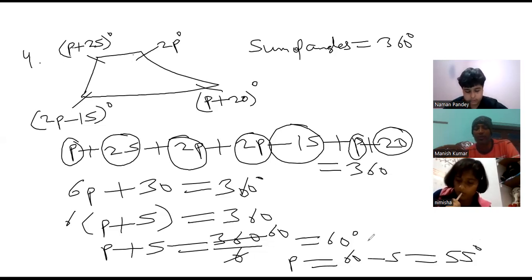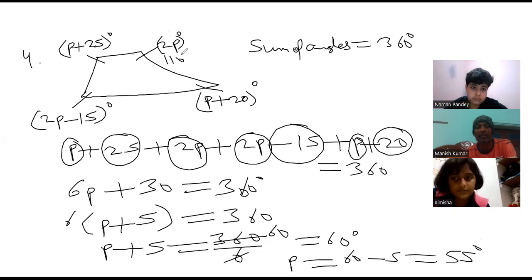Now you have to find out the smallest angle, isn't it? So you have to find each one. 2p degree will be equal to how much? Twice of p is 110 degree, because p is 55, then double of it is 110 degree. How much will be this one, p plus 20? 75 degree. Now p plus 25, this angle, p plus 25 means 55 plus 25 means 80.